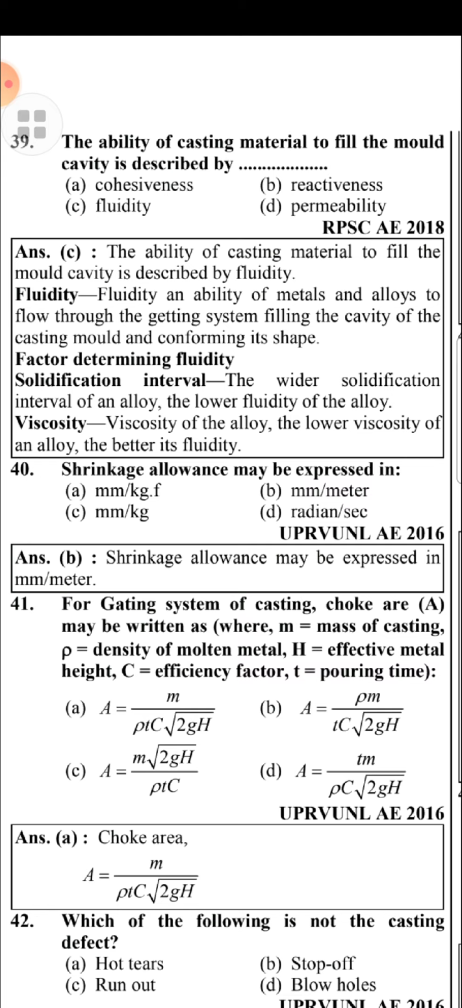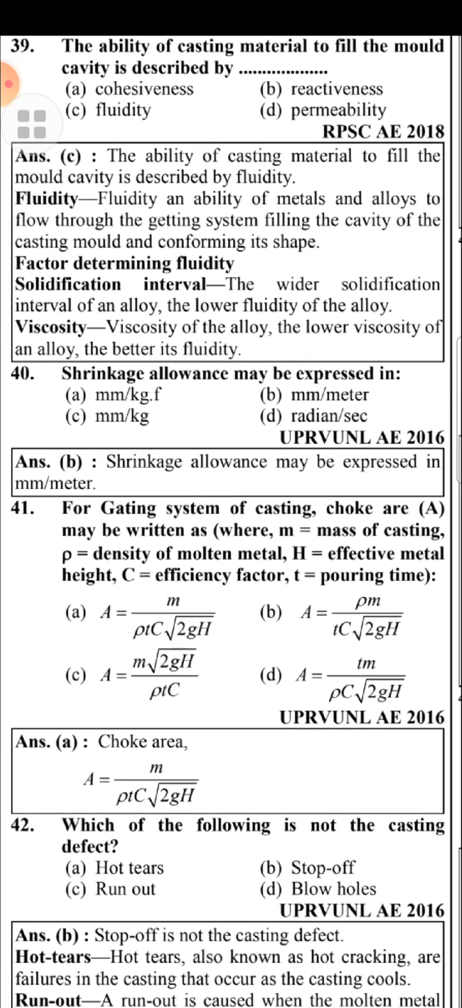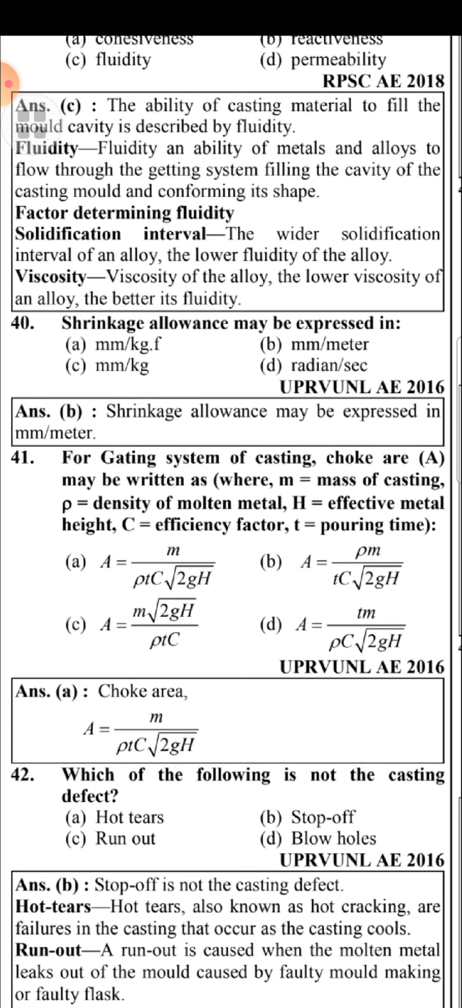Shrinkage allowance may be expressed in millimeters per meter. The choke area of the gating system of the casting can be written as A, where M is equal to the mass of the casting, rho is equal to the density of molten material, H is equal to the effective metal height, C is equal to the efficiency factor, T is equal to the pouring time. The choke area is A equals M by rho T C root 2gH.